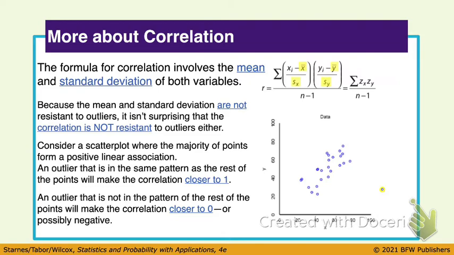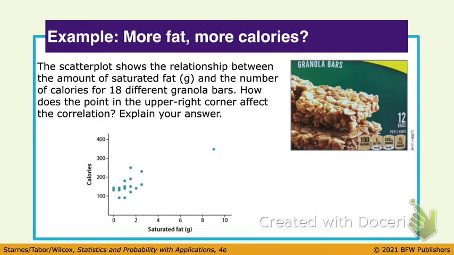Okay, so let's try an example. The scatter plot shows the relationship between the amount of saturated fat and the number of calories for 18 different granola bars. How does the point in the upper right corner affect the correlation? So we're talking about this guy right up here. How does that guy affect the correlation?